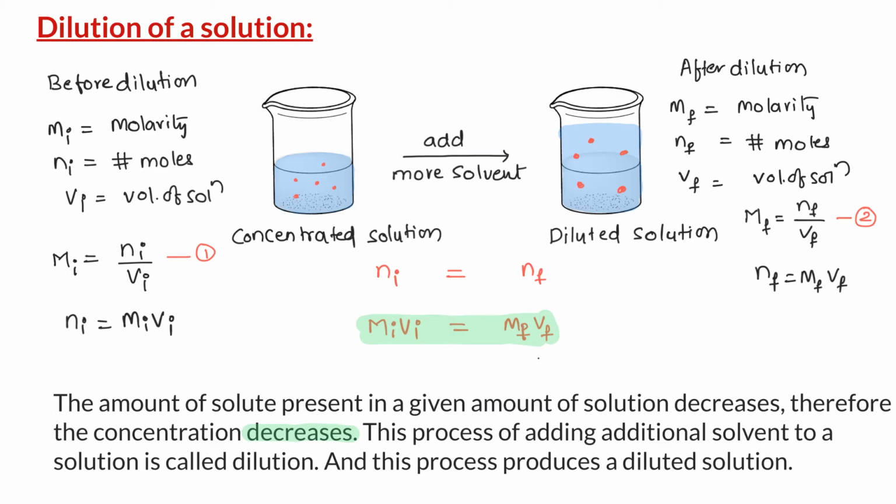If we look at the formula, there are four different variables: M initial, V initial, M final, and V final. You will be given three of these four variables and asked to find out the fourth one. Therefore, there are four different combinations or different types of questions that can be asked. We are not going to solve all four types, but let us solve a couple of example problems so that you get a hang of dilutions.